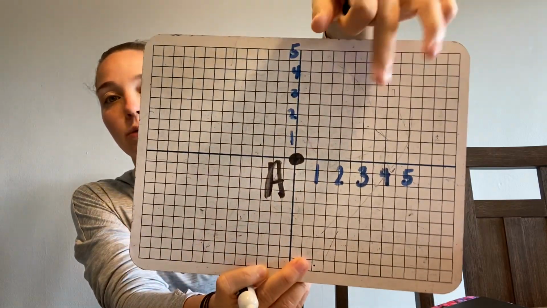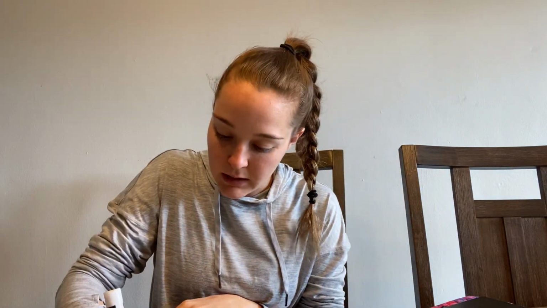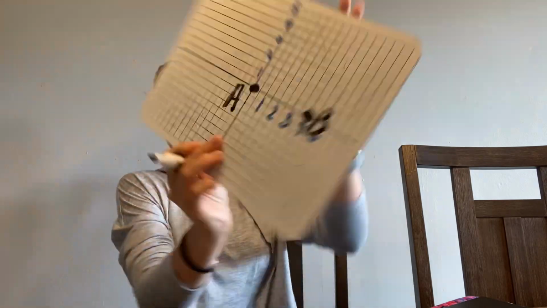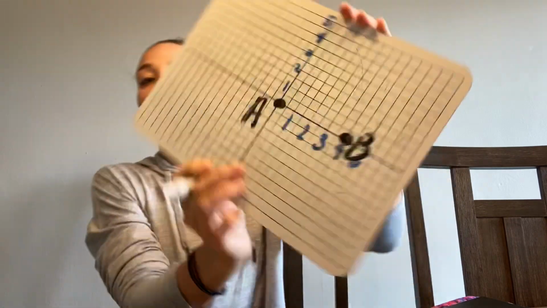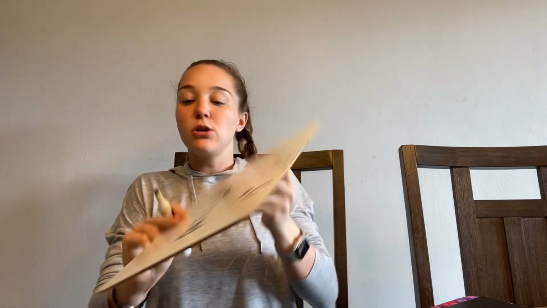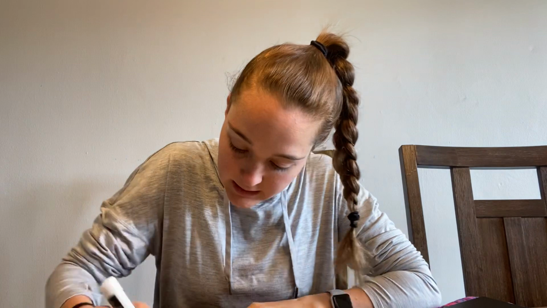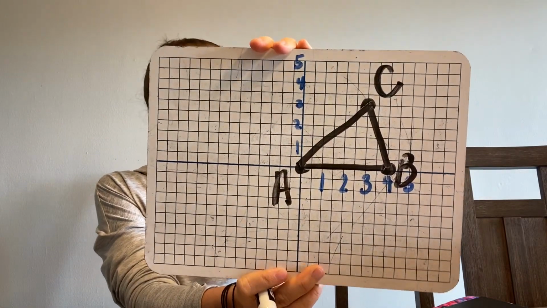The next one was 4, 0, which means we're going to travel out to the 4, but it's going to stay on the axis because there's no upward travel. And that point was B. And the last point is 3, 3. So we're going to travel right 3 and then up 3. And that's point C. And since those are the only points, we connect those. A connects to B, B connects to C, and C connects back to A. And we've got ourselves a lovely triangle.